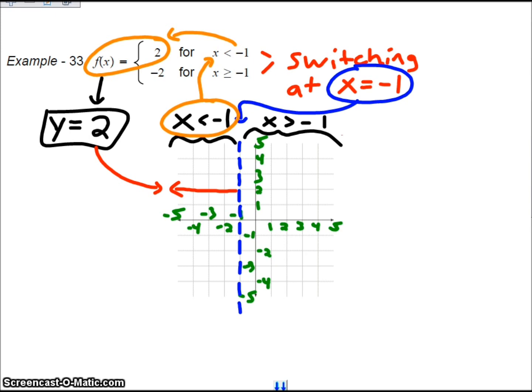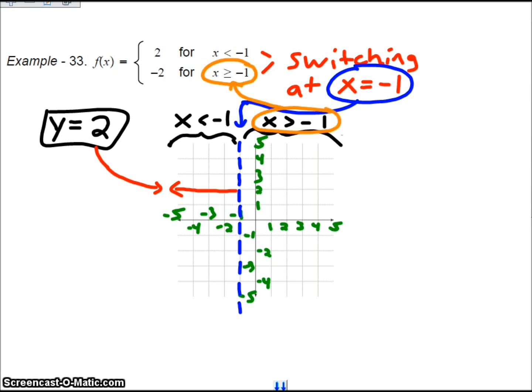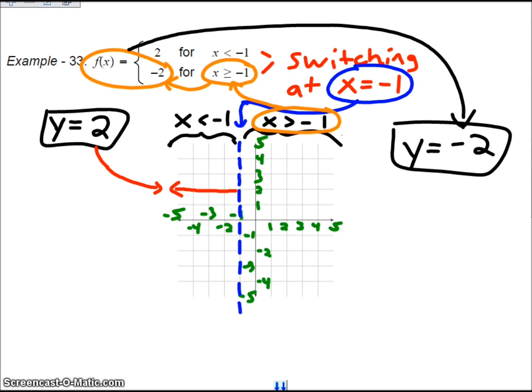So on the other side, on the right-hand side, where x is greater than -1, what equation do we want to use? We want to use the second equation, f of x equals -2. Right? So on the region on the right, we have x is greater than -1, and the equation tells us to use f of x equals -2 for that region. Again, f of x equals -2 you can think of as just y equals -2, because f of x is the y variable. So we want to graph the equation y equals -2 in that region where x is greater than -1.